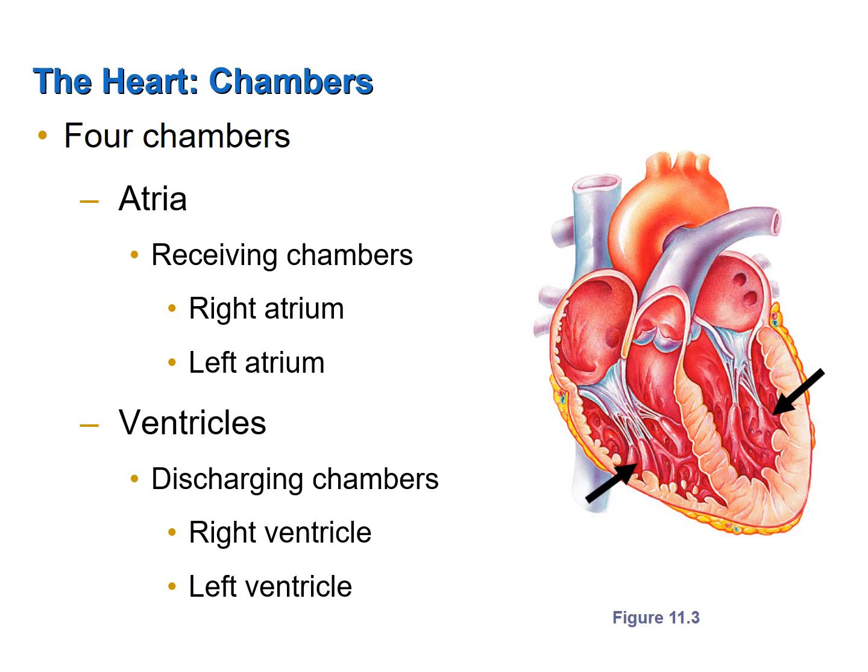The ventricles take up most of the volume of the heart. They are the actual pumps, the discharging chambers. They create the pressure gradient that allows blood to move from the heart through arteries, through the systemic and pulmonary circuits of the body.